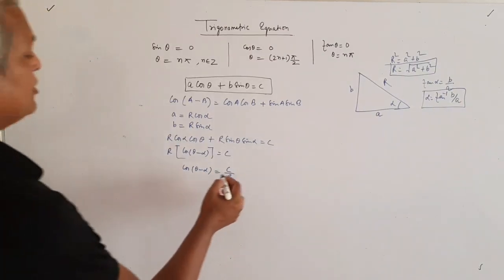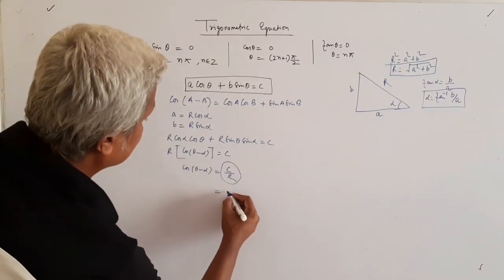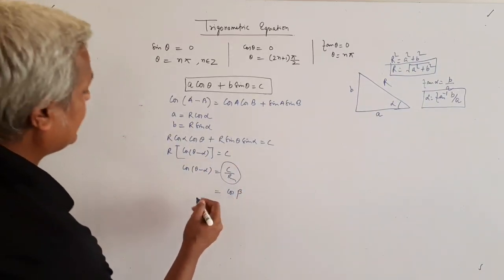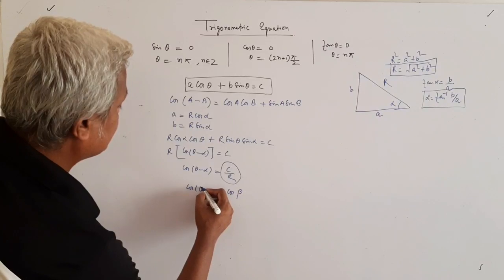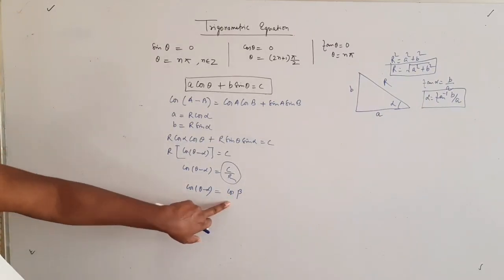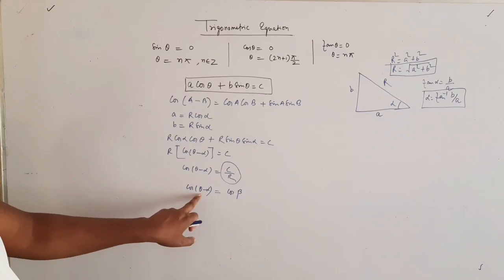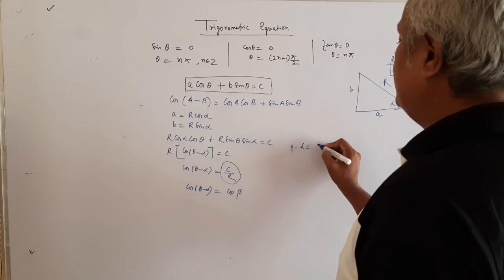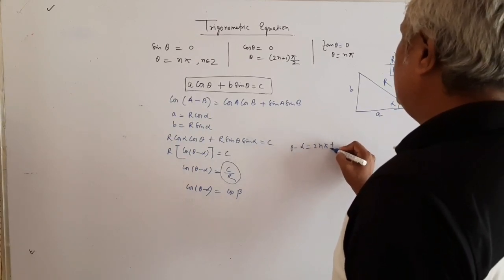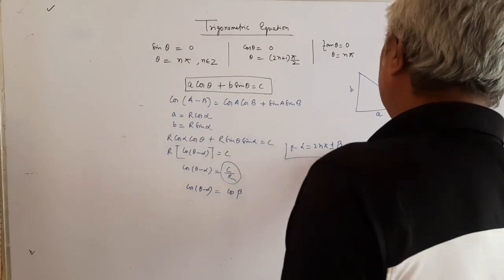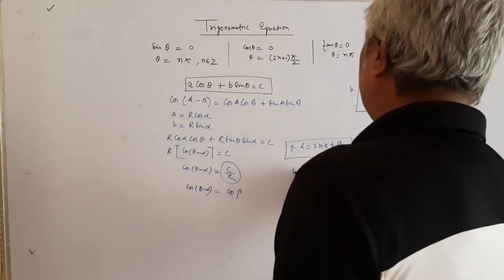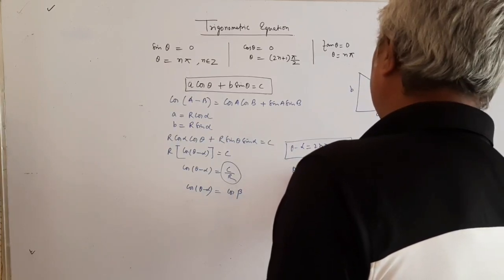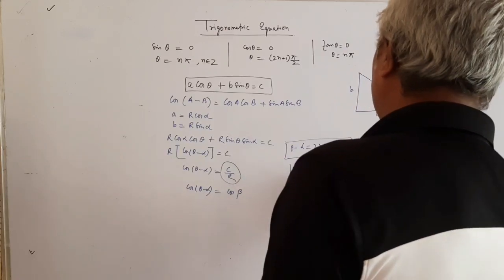Now assume that C upon R can be represented as some cos beta. So cos beta equals C upon R. Then we have the equation cos(theta minus alpha) equals cos beta, that is theta minus alpha is 2n pi plus minus beta. So this goes like this, and then later you can write theta is 2n pi plus minus beta plus alpha.